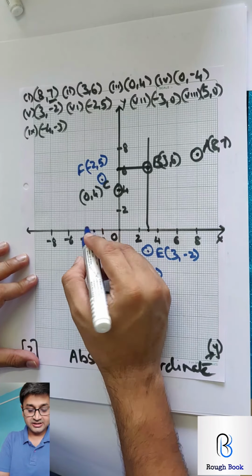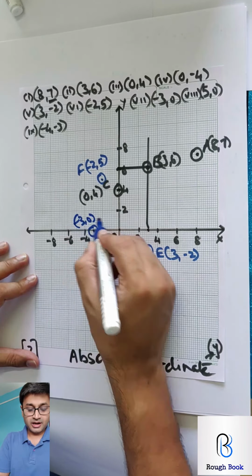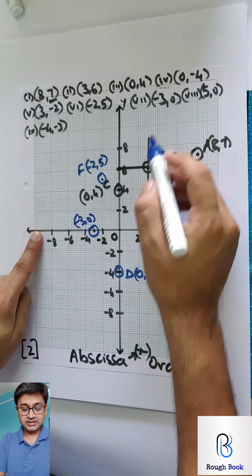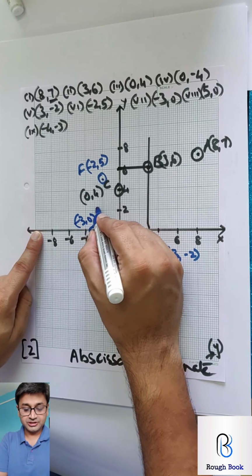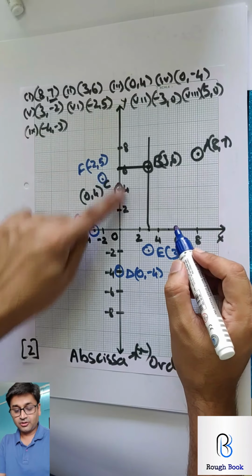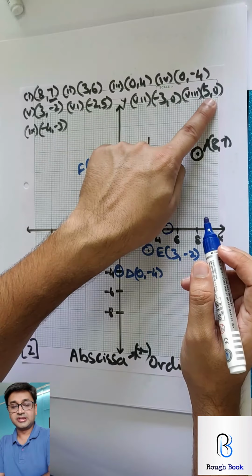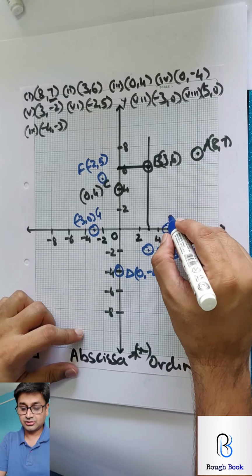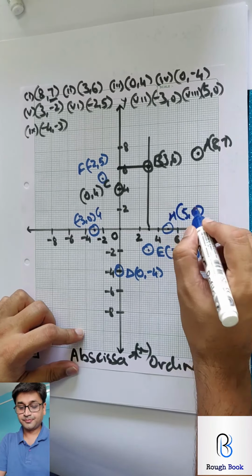So minus 3 and 0 is right here. Minus 3 for x and 0 for y. That is point G. 5, 0. So 5 for x and 0 for y. See, whenever you see a 0, there is a technique. I'll show it to you. Just hold on. 5 comma 0.